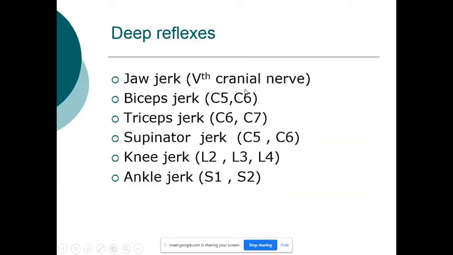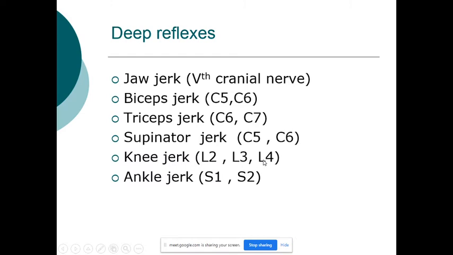This is one nice way of remembering these number root values. Okay, you start from ankle jerk. What is the root value of ankle jerk? 1, 2. Come one above. What is next? Knee jerk. What is the root value?